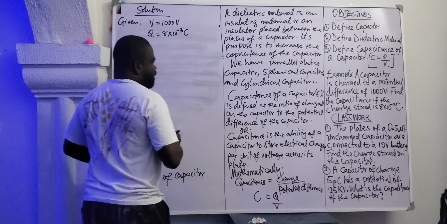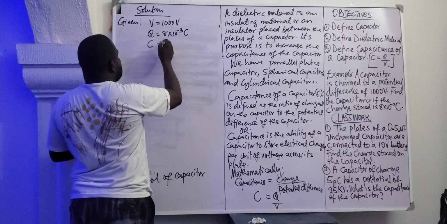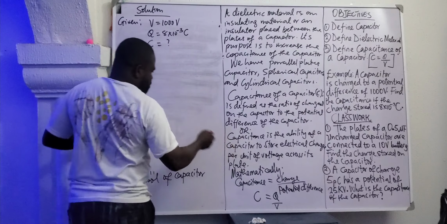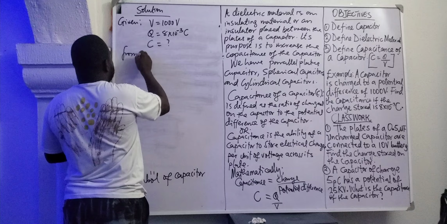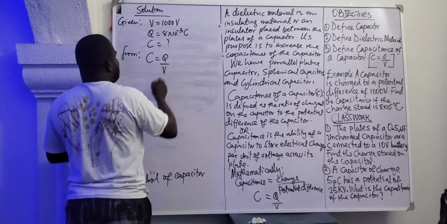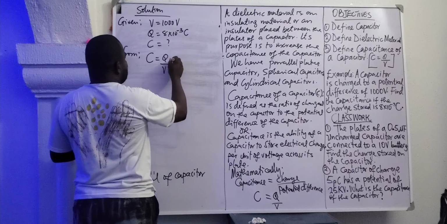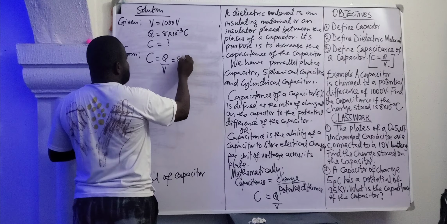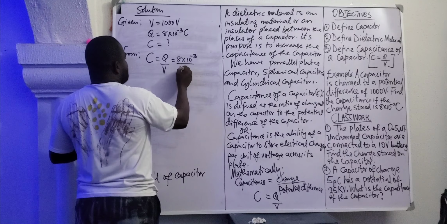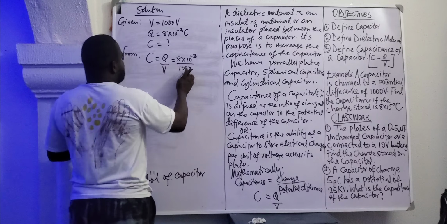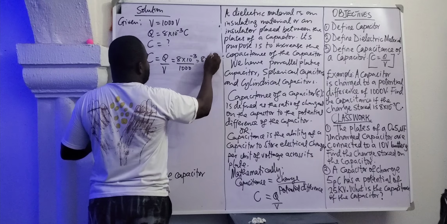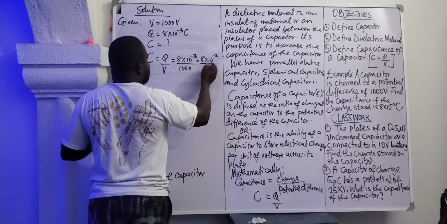Now, the question says, find the capacitance of the capacitor C. So we are looking for the capacitance of the capacitor. So we quote the formula that we have. We say from the formula, capacitance is charge divided by what? Voltage. We do our substitution. The charge is 8 times 10 raised to the power of minus 3 divided by the voltage, which is what? 1000. And 1000 also means 10 raised to the power of what? 3. So we have 8 times 10 raised to the power of minus 3 over 10 raised to the power of what? 3.